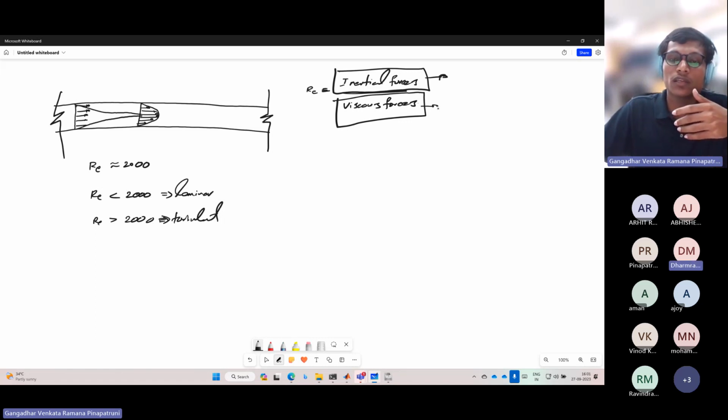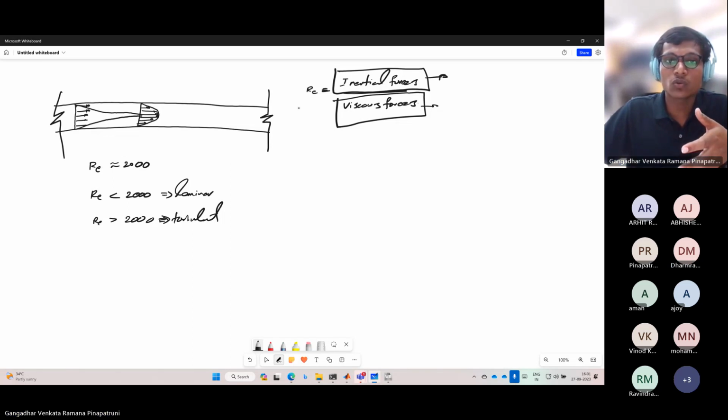In the early morning, he just woke up from bed and he is dominated by viscous forces. Viscous forces means he is doing everything slowly. In the same way, fluid is also dominated by viscous forces. If it is dominated by viscous forces, it goes in a layer by layer form.